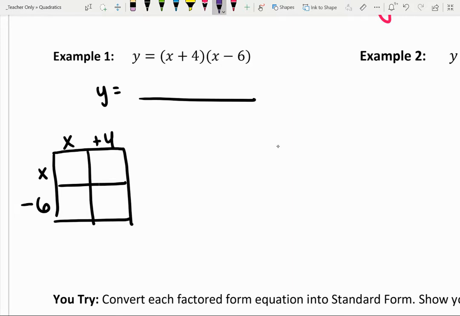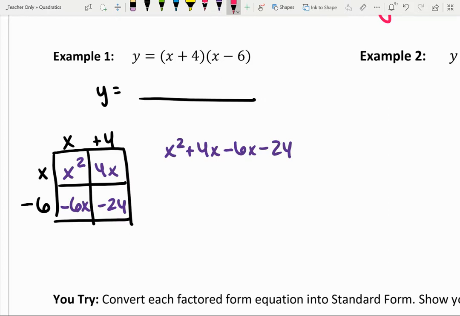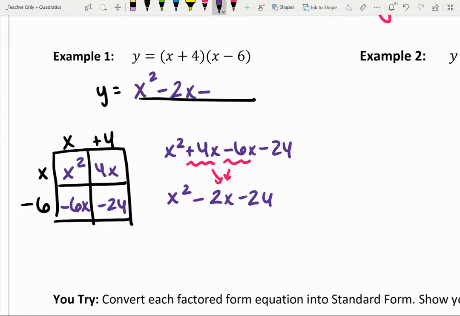So x times x is x squared. x times 4 is 4x. x times negative 6 is negative 6x. And negative 6 times 4 makes negative 24. I'm going to bring everything out and string it all together. It looks like I have two like terms here, this plus 4x and this minus 6x, combined to make a negative 2x. So I'll have x squared minus 2x minus 24 as my standard form version.